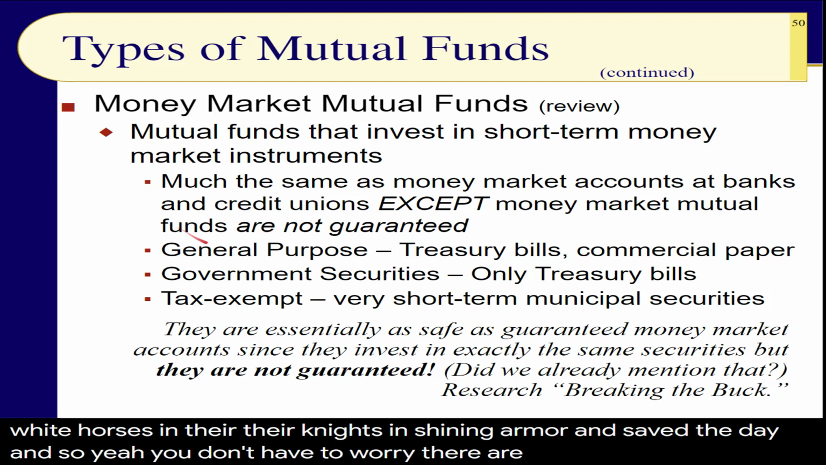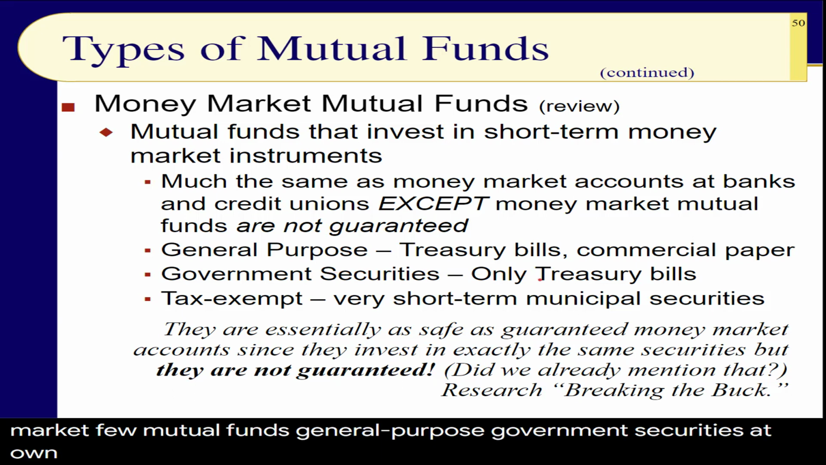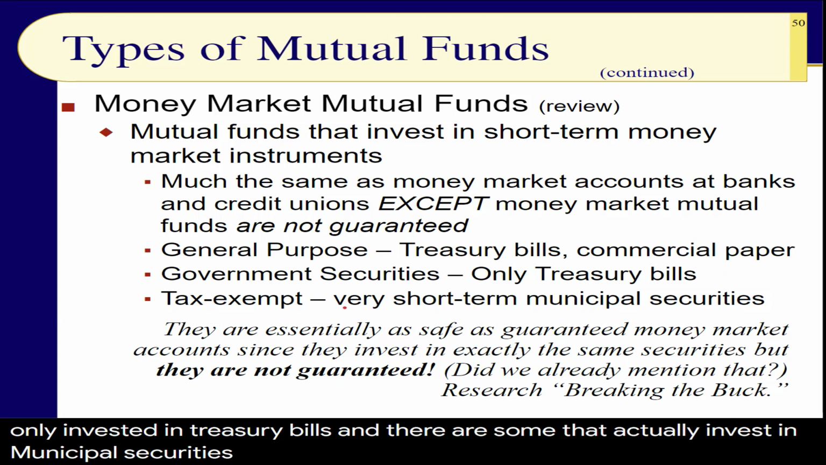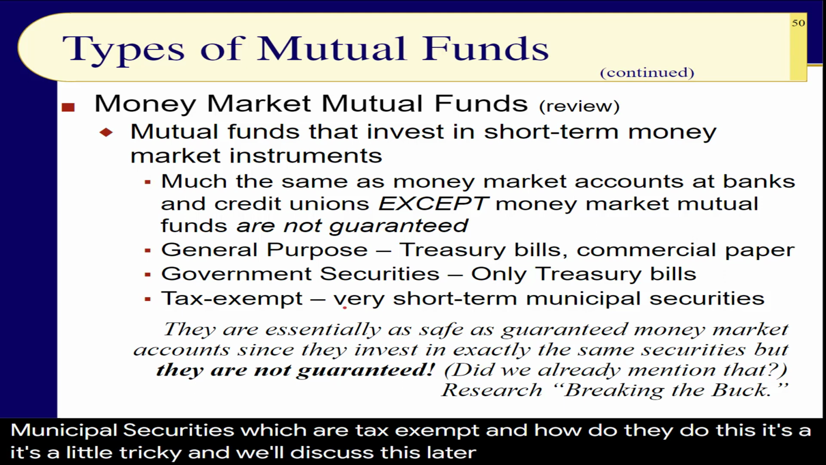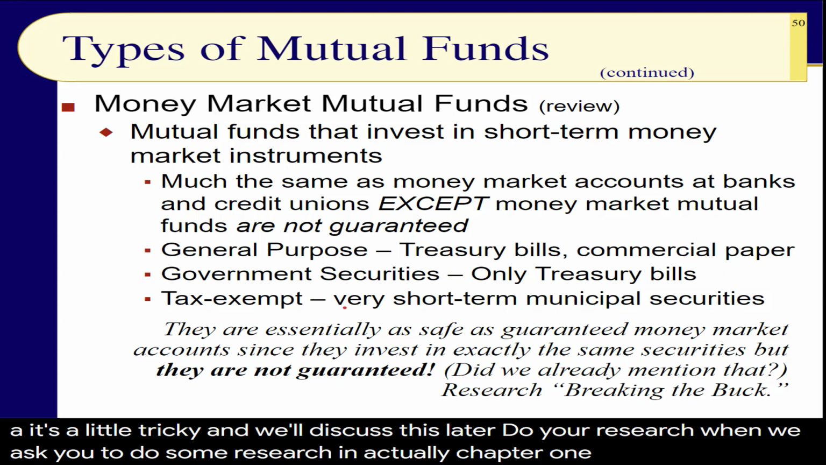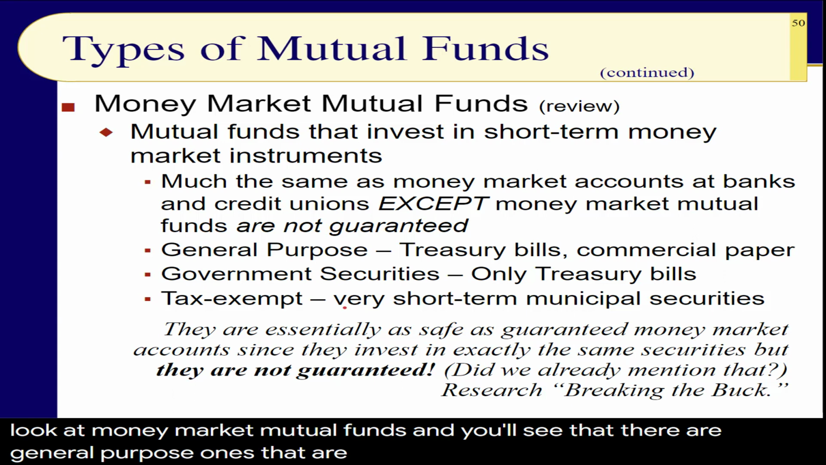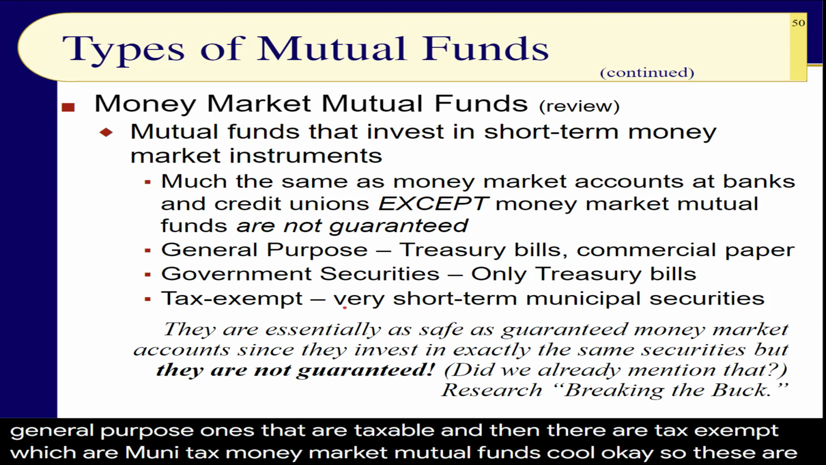There are categories of money market mutual funds, general purpose, government securities that only invest in treasury bills. And there are some that actually invest in municipal securities, which are tax exempt. Now, how do they do this? It's a little tricky, and we'll discuss this later when we get to bonds. But when we ask you to do some research in chapter 1, you're going to look at money market mutual funds, and you'll see that there are general purpose ones that are taxable, and then there are tax exempt money market mutual funds. Cool?